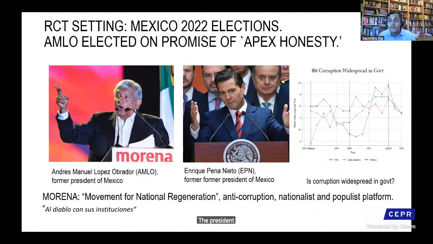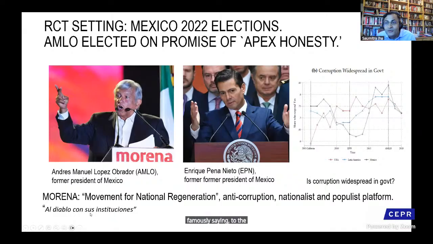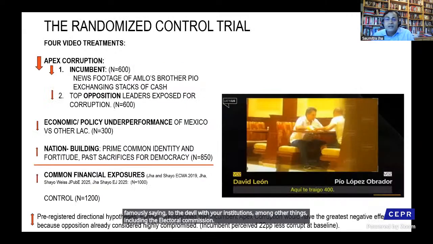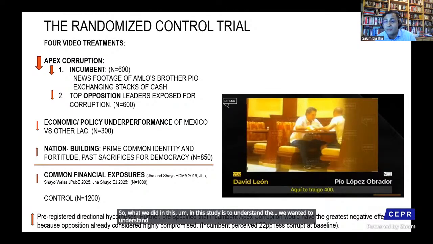The president at the time of our study, Andrés Manuel López Obrador, or AMLO, campaigned on an anti-corruption, nationalist, and populist platform, calling for national regeneration. That's the name of his movement, Morena. He was also very skeptical of government institutions, famously saying, "To the devil with your institutions," among other things, including the Electoral Commission. In this study, we wanted to understand whether apex corruption was in fact reducing support for democratic values, as well as what we can do about it, building on the nation building and diversity literature.